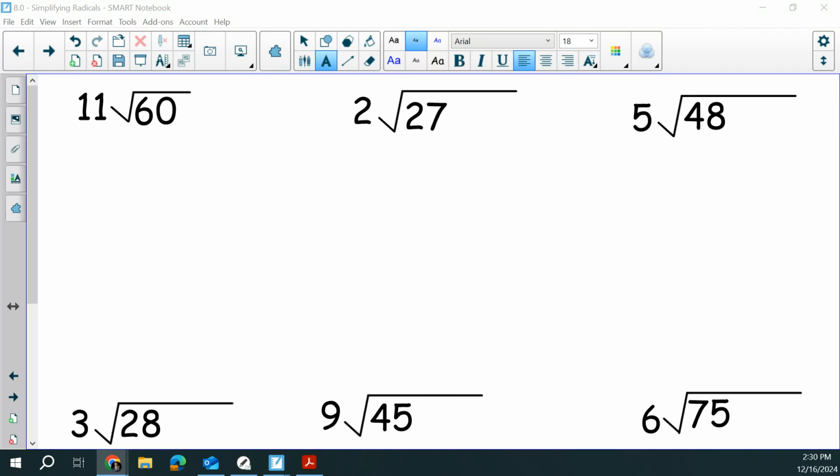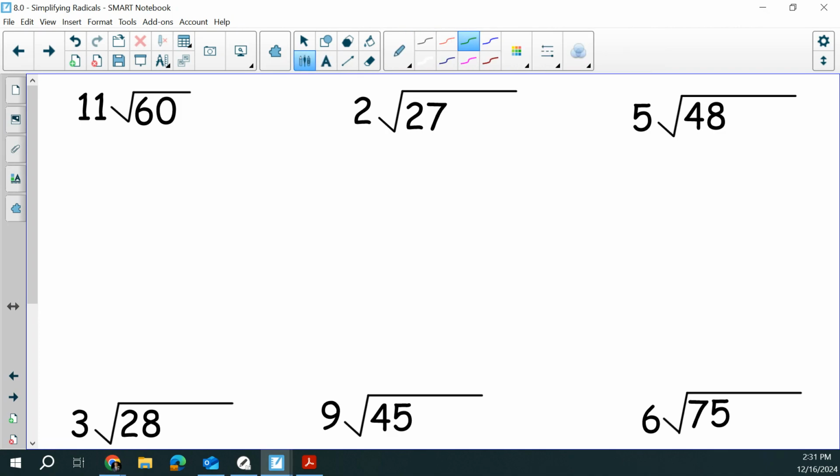This is simplifying radicals part 2. What we're going to look at now is how to simplify a radical if there is a number in the front of the radical. So to start off, you're just going to ignore the number in the front and you're going to simplify the radical just like we talked about in part 1 of the video.